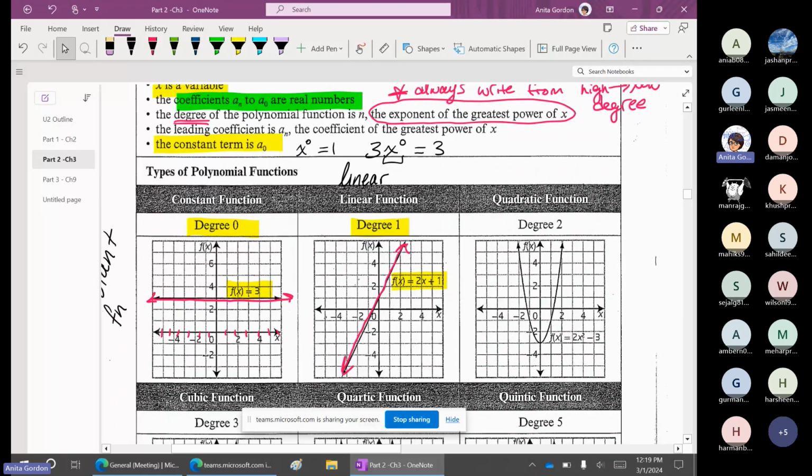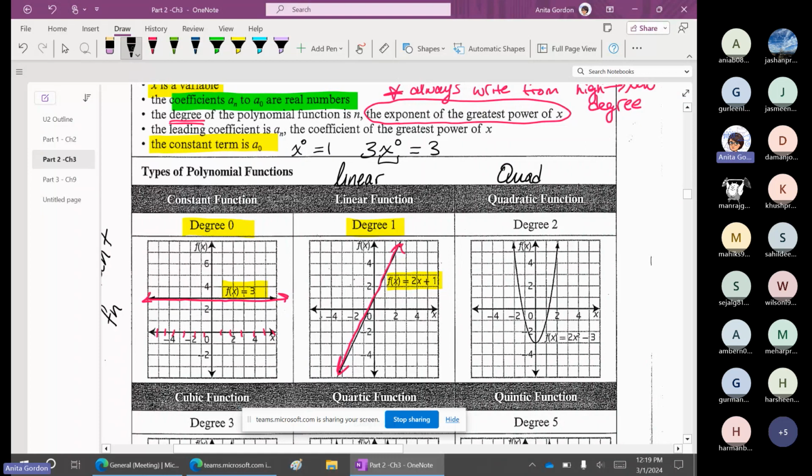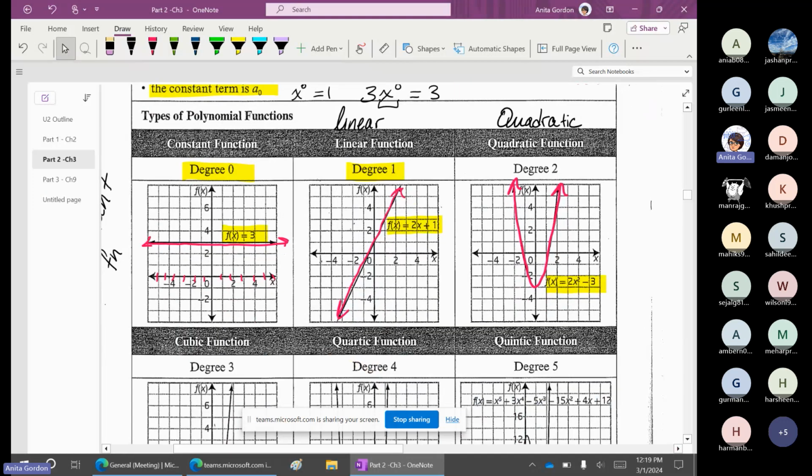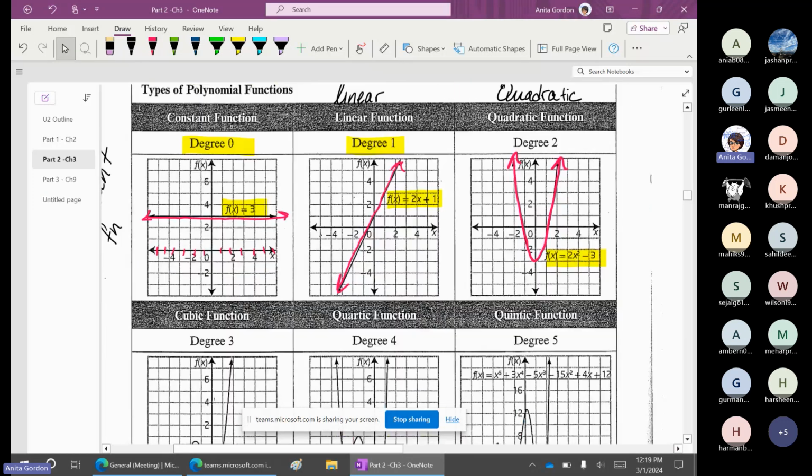Degree 2, we call quadratic. This is what you guys did last semester in Pre-Cal 11. This is where we have a highest degree of 2, and it looks like a parabola. The shape of the parabola depends on the equation, if it's shifted, if it's stretched, if it's moved, whatever. But we're focusing on the degree today. X squared gives us a parabola called a quadratic function.